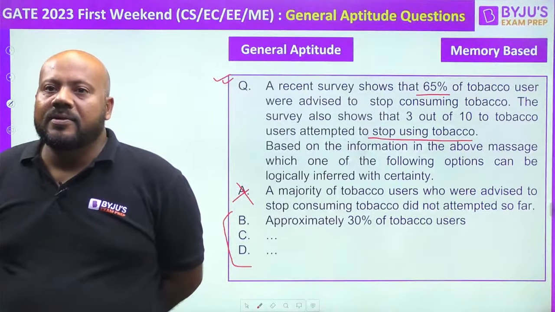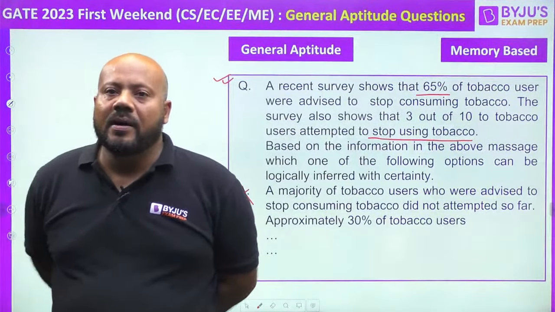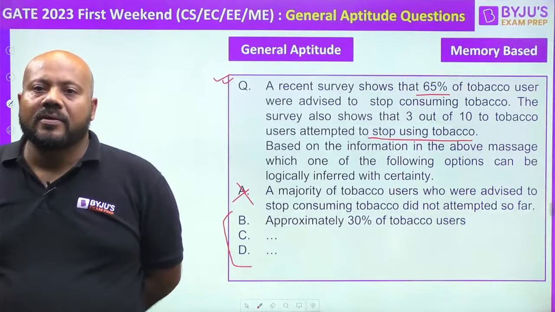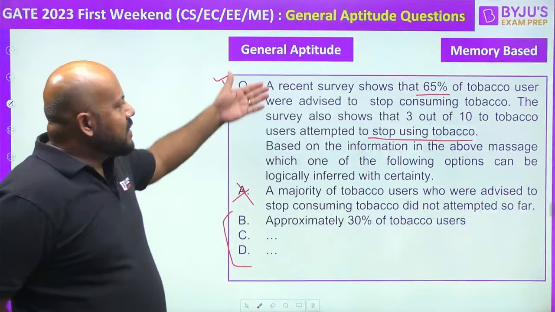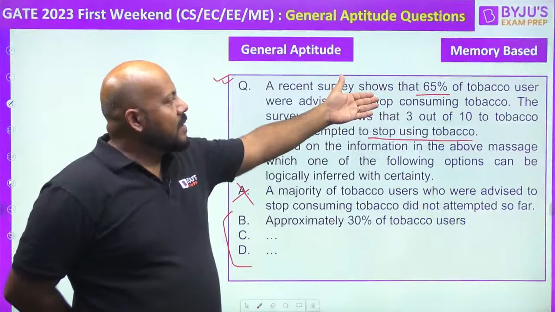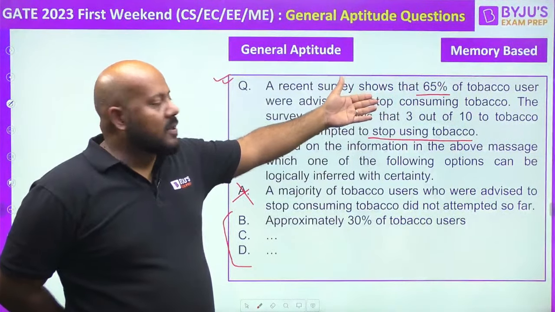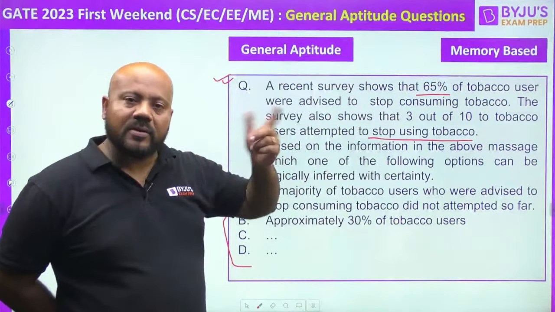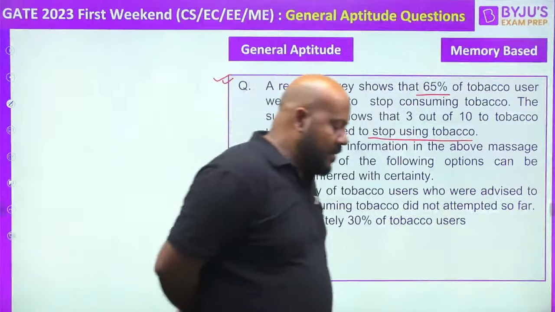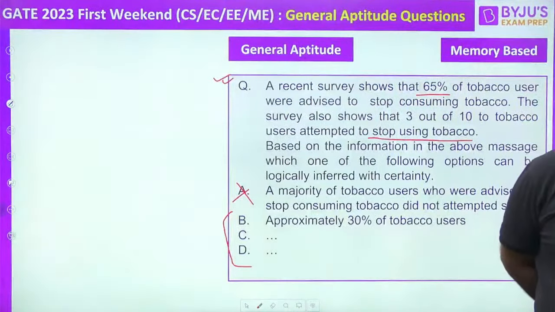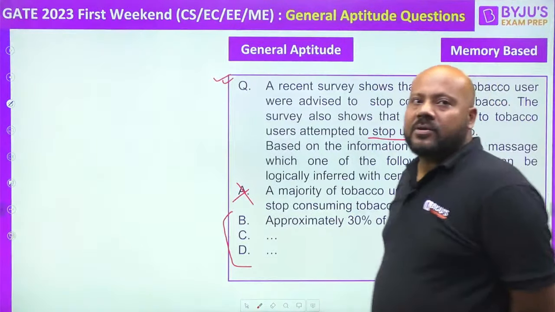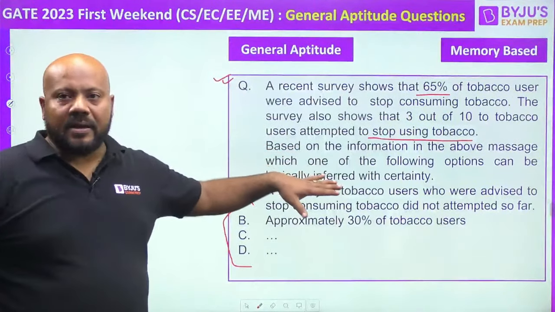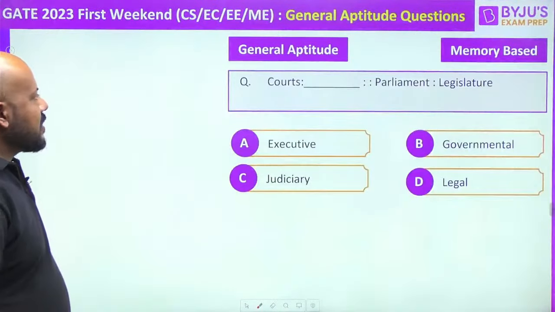Priyanka is saying, sir, option D was that all the users who attempted are successfully stopping the tobacco. That is also not correct, because 65% of people were advised to stop consuming the tobacco, but out of that only 30% attempted to stop the tobacco. So that option is also incorrect, wrong. Byjus is saying B was right in this question. Okay. Anyways, I hope you must have done it rightly. Go to the next question.